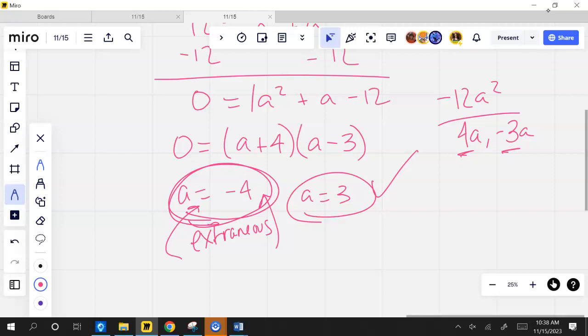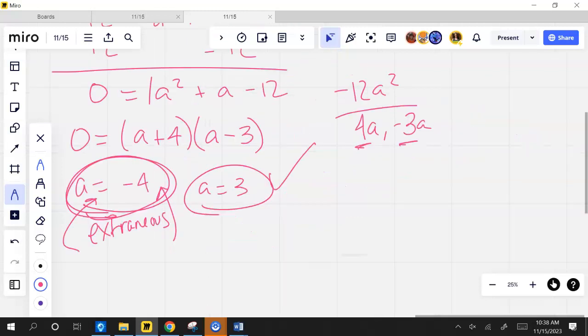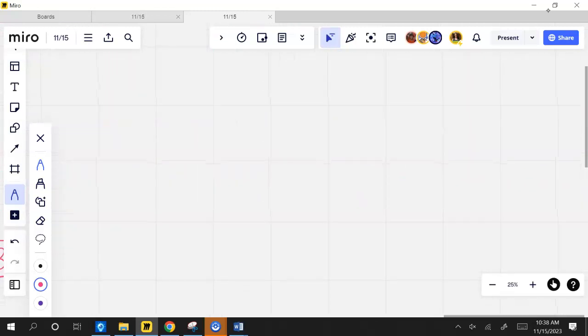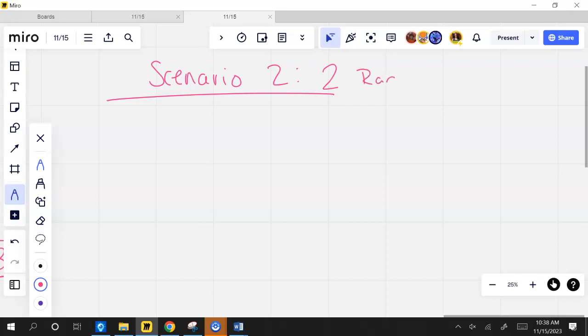Let me show you scenario 2 real quick because scenario 2 is 2 radicals.